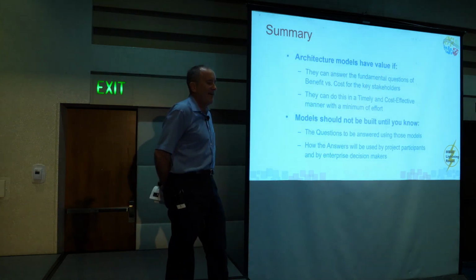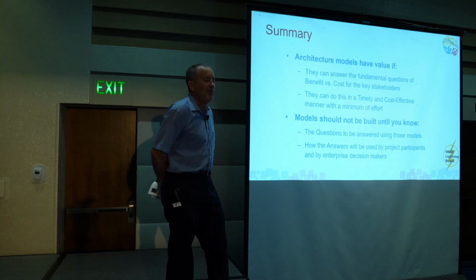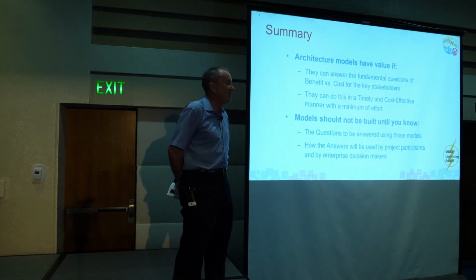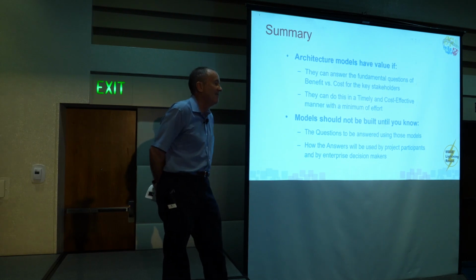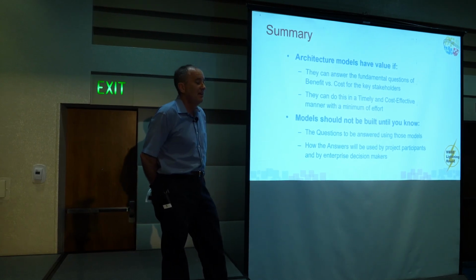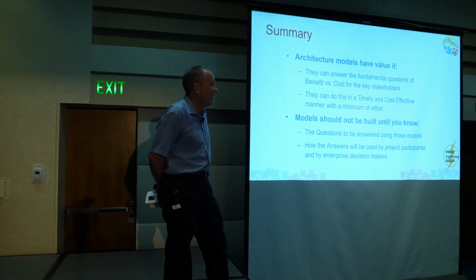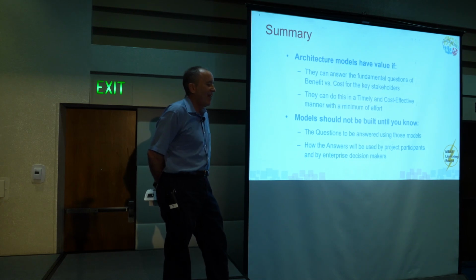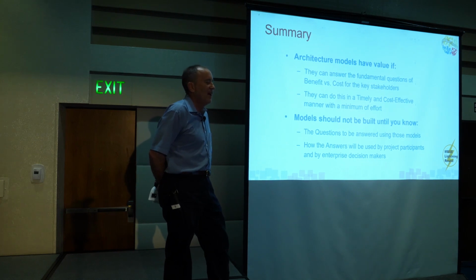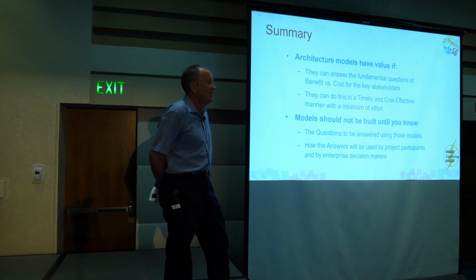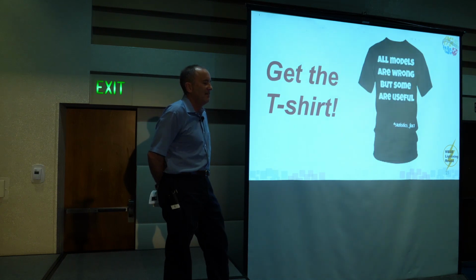So architecture models have value if they can answer those fundamental questions of benefit versus cost for the key stakeholders, but it's also more than benefit, it's also the losses: who pays, who supplies, remember the 4 who's. But they also have value if they can do it in a timely and cost-effective manner with a minimum of effort. It sounds kind of easy, but all of us who do modeling know that's hard. And you should not even start doing any models until you know the questions that need to be answered using those models and how those answers will help people on the project and at the enterprise level to answer their important questions. Thank you very much.